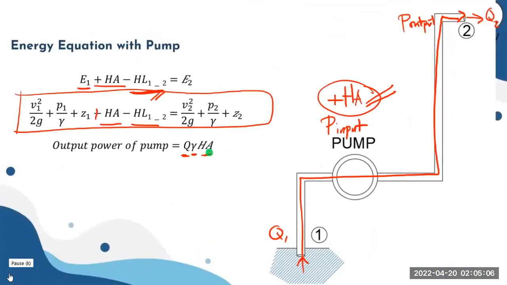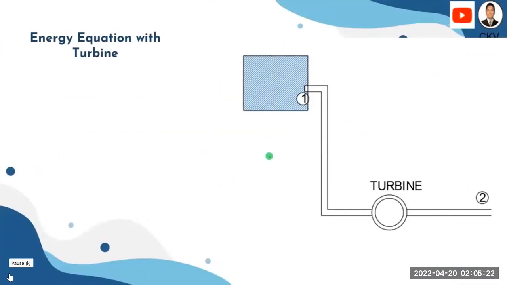For the turbine, again, the purpose of the pump is to increase the energy from point 1 going to point 2. On the other hand, the purpose of turbines is that we will extract flow energy from the fluid that is flowing in the pipe and convert it into mechanical energy, which in turn is converted into electrical energy. So the purpose of a turbine is for us to generate electricity. Usually, turbines can be found on dams or hydroelectric power plants.